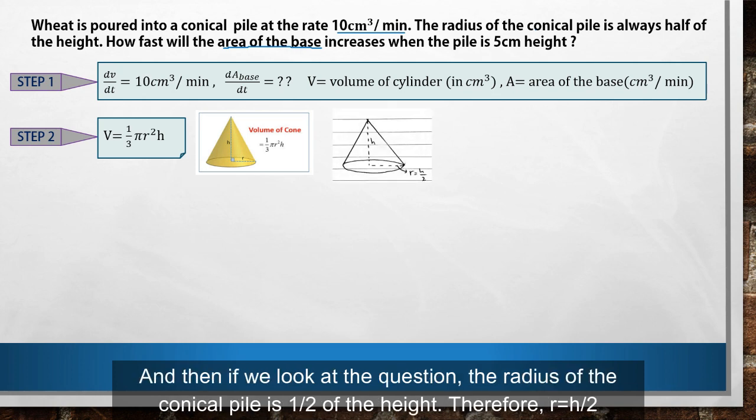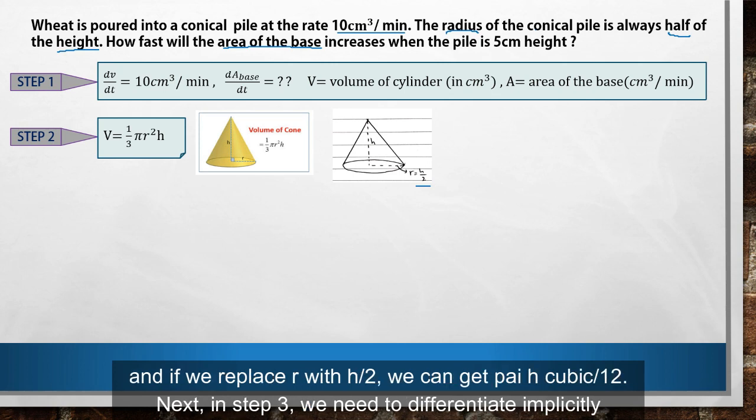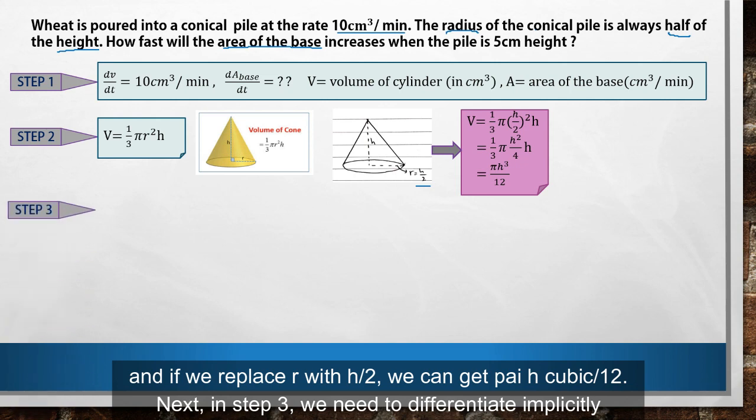And then, if we look at the question, the radius of the conical pile is half of the height. Therefore, R is equal to H over 2. And if we replace R with H over 2, we can get pi H cubic over 12.